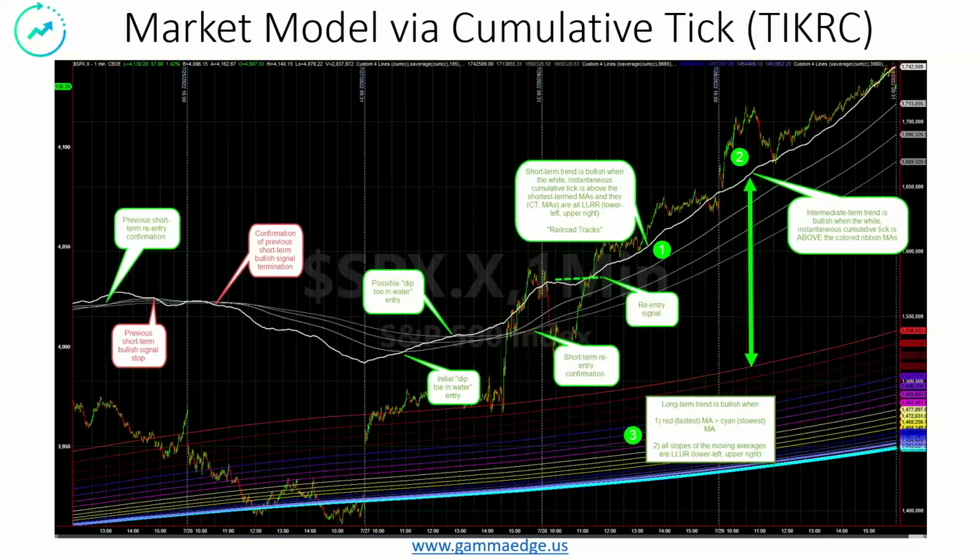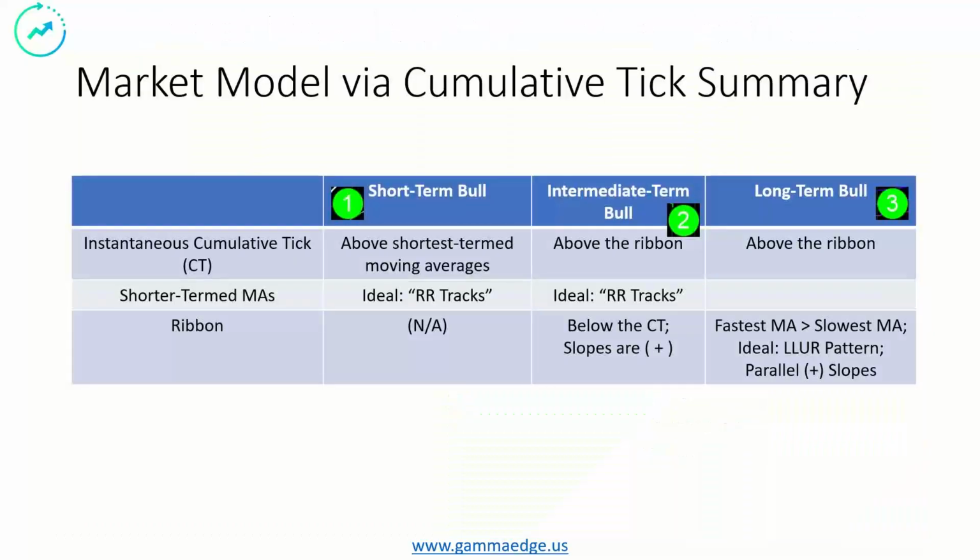Okay, you go ahead and you can take it back if you'd like. All right. Sounds good. So this is a market model via tick summary. These are labeled for your convenience there, so you can go ahead and check those out if you want to skip back to that chart. But basically what we're saying is instantaneous cumulative tick above the shortest term moving averages. And then you have the ideal railroad tracks, or however you'd like to classify that. But again, that's the short-term bull. That might be your intraday trading time frame or a 1 to 2 day trading time frame.